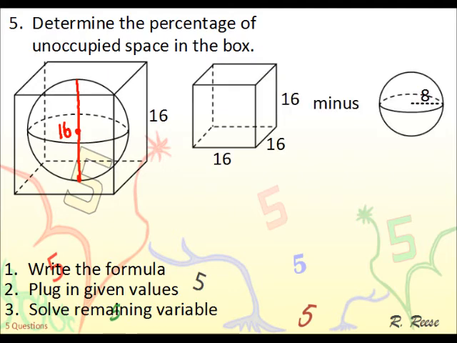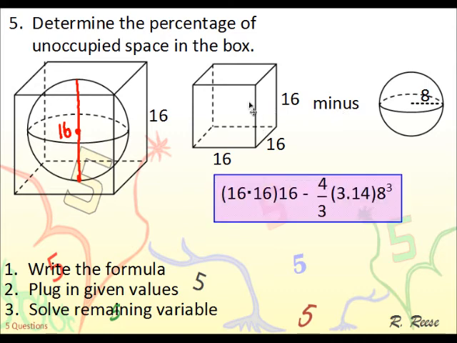So this is what we'll be looking to do. Find the volume of the box, find the volume of the sphere, then subtract, and that'll give us the amount of space. And then once we have that, then we can determine the percentage. The volume of this prism is the area of the base, which is 16 by 16, times the height, which is also 16. So that's what you're seeing here.